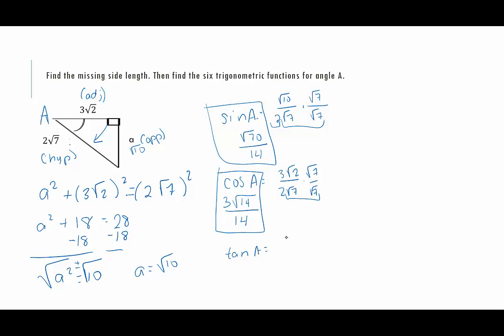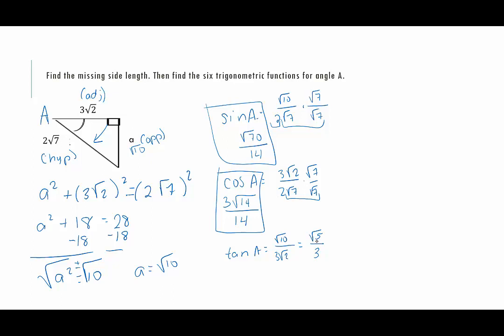Tangent of A is going to be opposite root 10 over adjacent 3 root 2. And now you have a choice, because before you jump to rationalizing, which is a good thing to do, we don't need to, because root 10 and root 2 have a common factor of the square root of 2. So I can divide the numerator by the square root of 2, which will leave me with the square root of 5. And I can cancel out the root 2 in the denominator, leaving me with just that rational 3. Then we don't have to go through the motions of rationalizing the denominator because it just rationalized.